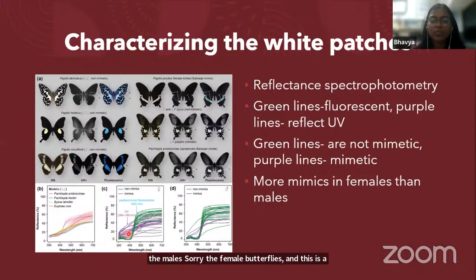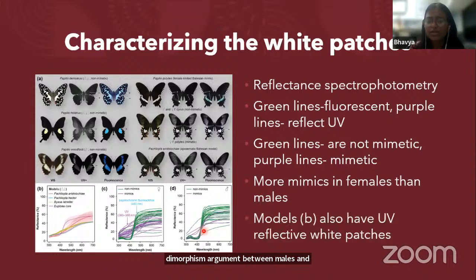And we see that there are more mimics, indicated by the purple line here, in females than in males. Again, going back to the dimorphism argument between males and females that I had illustrated in the previous slides. And finally, just to compare with their aposematic model here, we see that even the models have these UV reflective patches and they're not fluorescent. So now we have these two kinds of patches.